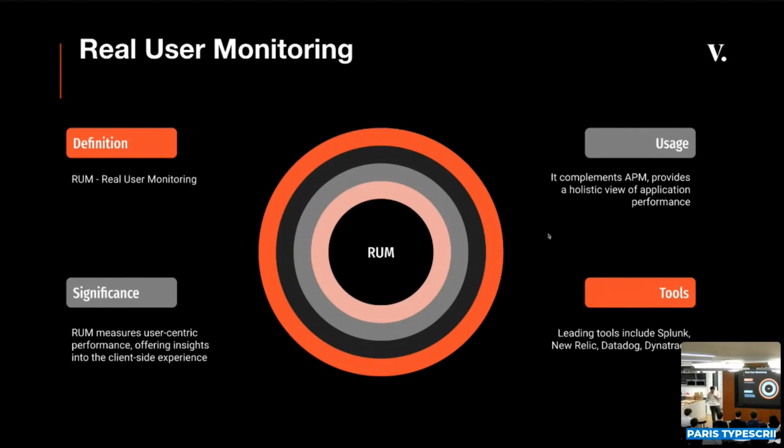So some of the tools that we typically use for measuring RUM, some of the popular ones, are Splunk, New Relic, Datadog, Dynatrace. For us at Vestia Collective, we use Datadog, and we use Datadog for both RUM as well as for APM monitoring.